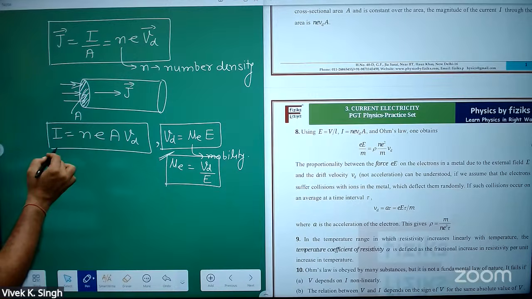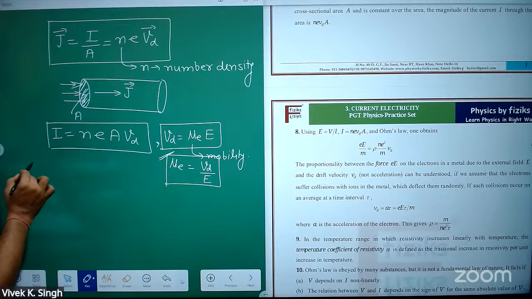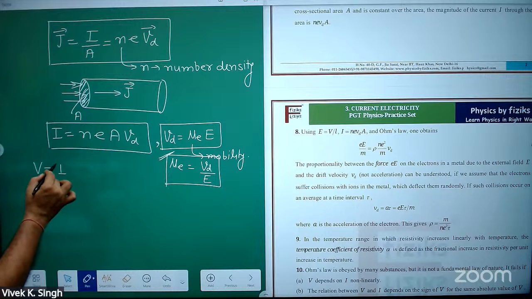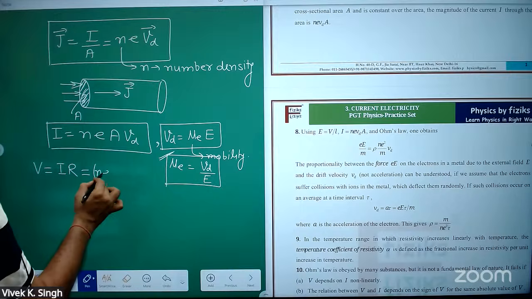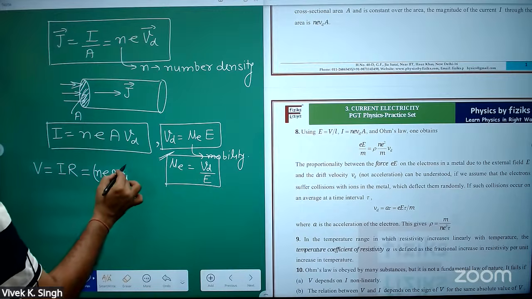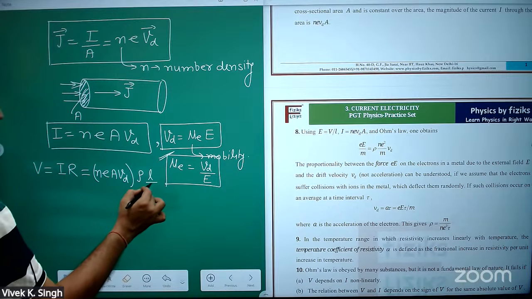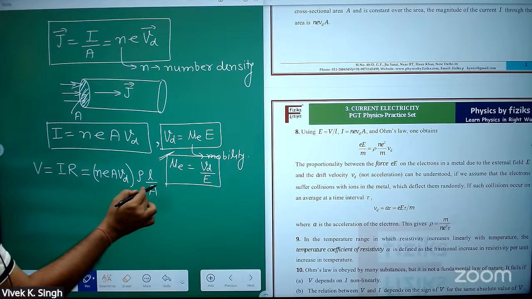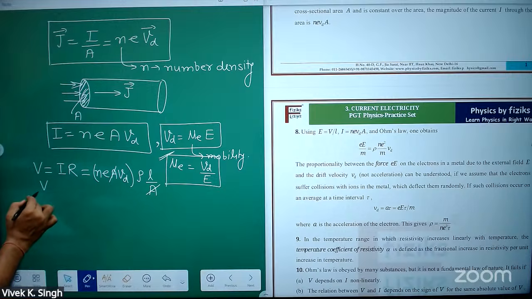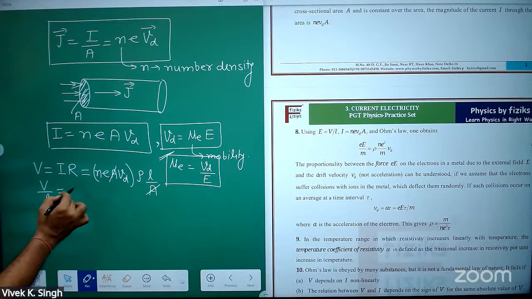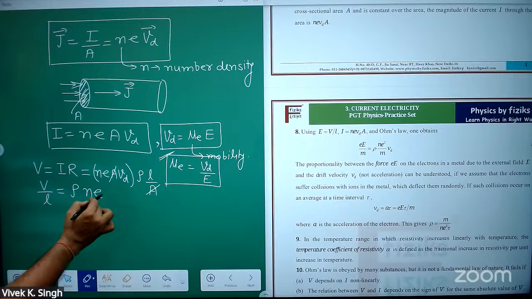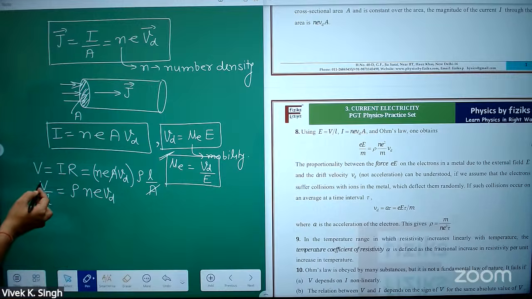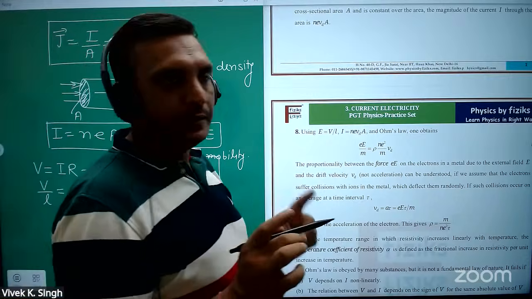Now see, what is the potential difference? V is given as I into R. I is given by neAvd, and R is given by rho L by A. So this A will cancel out. So what will be V by L? This is rho times nevd. And V by L is what? The electric field across the conductor.